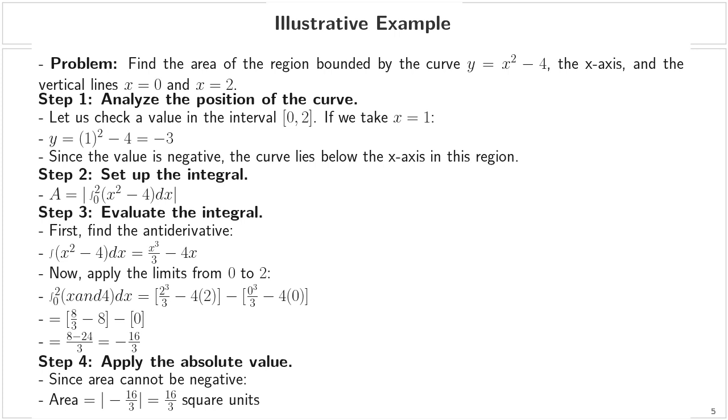Now that we have covered the theory and the step-by-step procedure, let's put everything we've learned into practice with an illustrative example. Let's walk through the solution together using the 4 steps we just discussed. As we move to the next slide, keep in mind that this negative sign is exactly what we need to watch out for to avoid common mistakes.